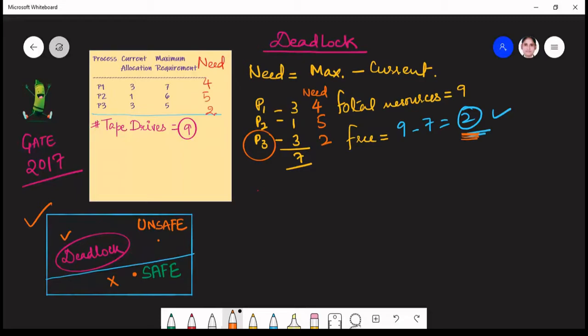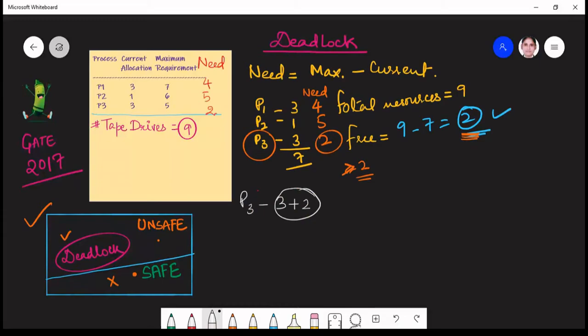Let's say in this example, if the need of P3 would have been 3, greater than 2, then this system would have been in an unsafe state for sure, and we would not have proceeded with this question further because none of the processes' requests could be fulfilled. But in this question, we still have to find out whether it can be completed or not. Let's see. If we talk about P3 here, the current allocation of P3 is 3, and we have given 2 resources to it.